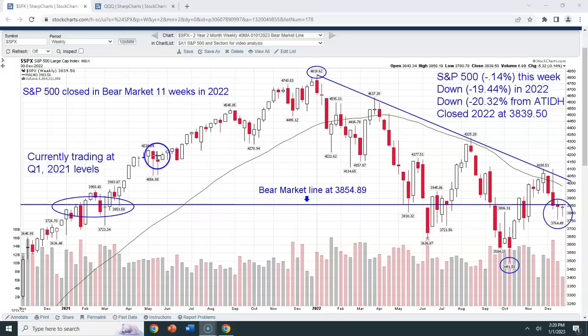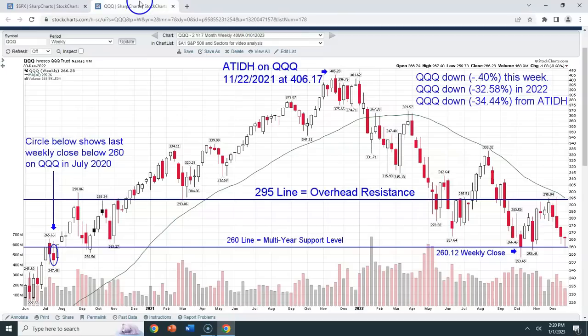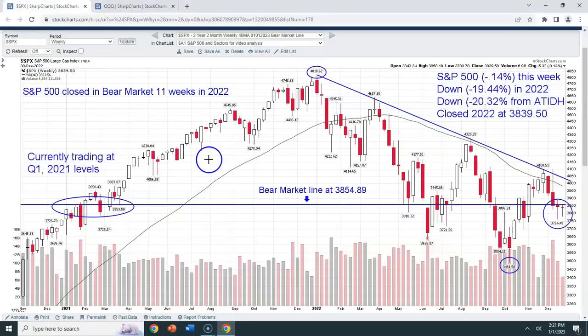So to start off with, let's start with the S&P 500, and then we'll move over to the QQQs here in a couple of minutes. This is a weekly candlestick chart of the S&P 500 that is 2 years and 2 months long, so it reaches back into the latter part of 2020.